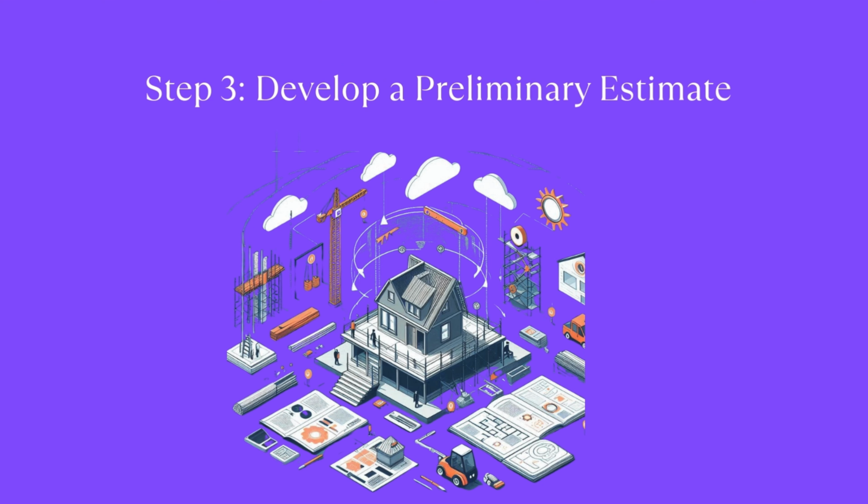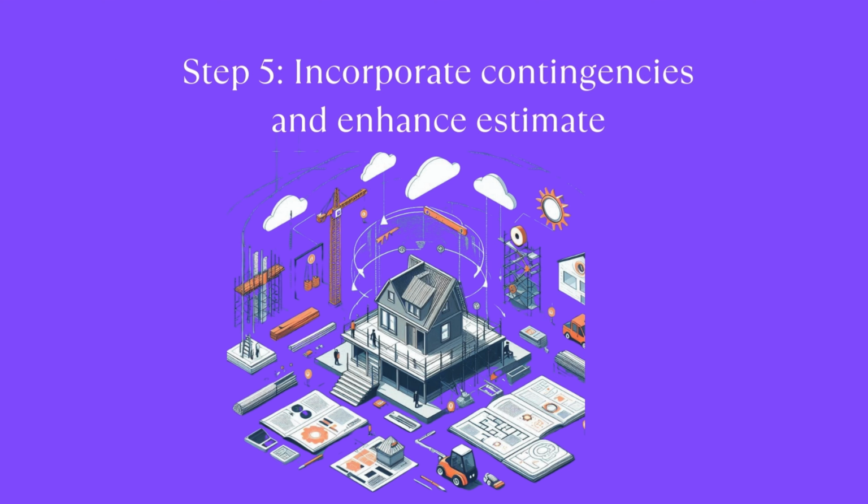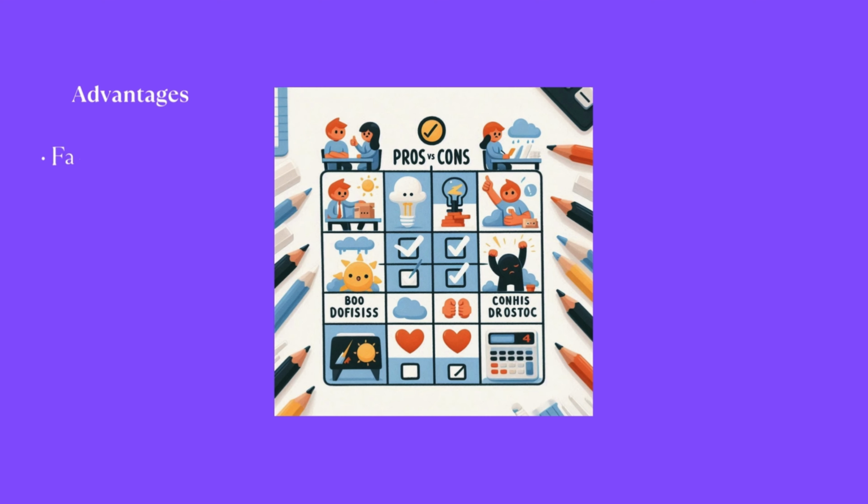Step 3. Develop a preliminary estimate. Use the established scope and the information collected to formulate an initial estimate. Step 4. Decompose the estimate into phases or key components. Split costs across phases or components. Step 5. Incorporate contingencies and enhance the estimate to address unexpected risks, modifications, or uncertainties. Our course includes estimation processes, sample walkthroughs across industries, and best practices.